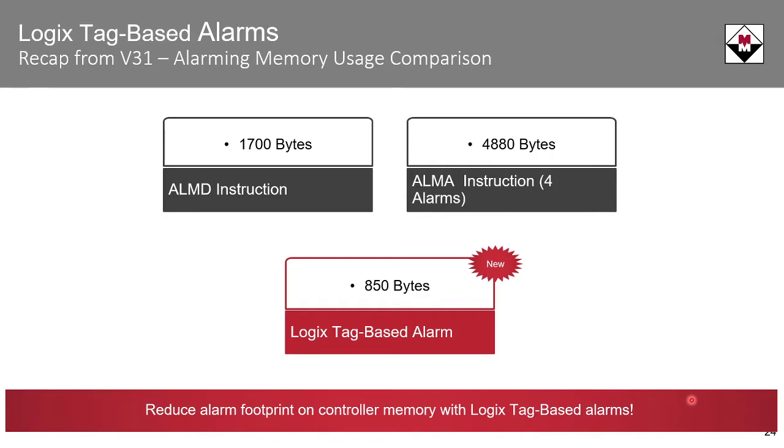Tag-based alarms definitely reduce the alarm footprint on controller memory usage when compared to the instruction-based alarms, with at least a 50% reduction in memory per alarm.